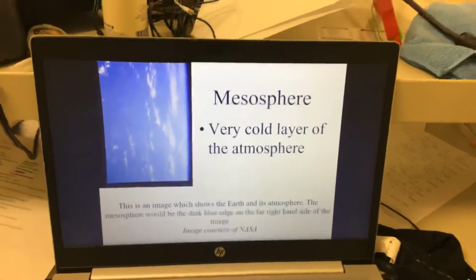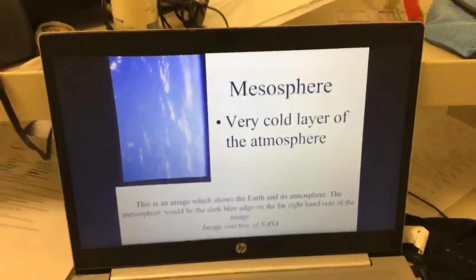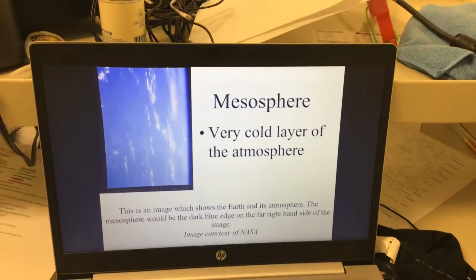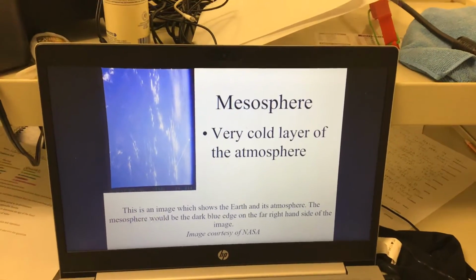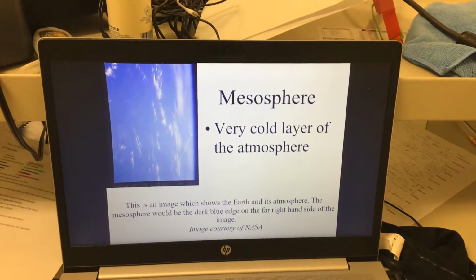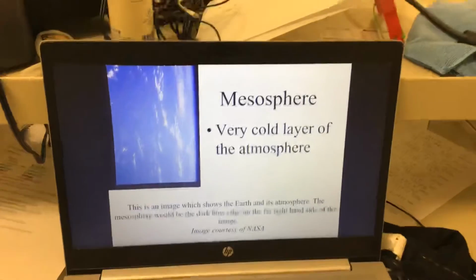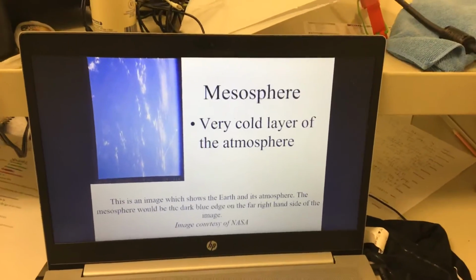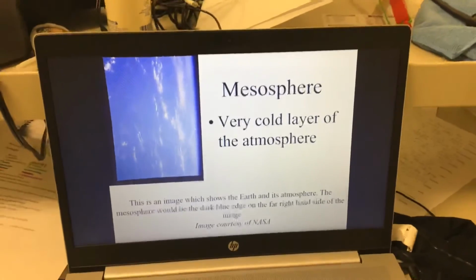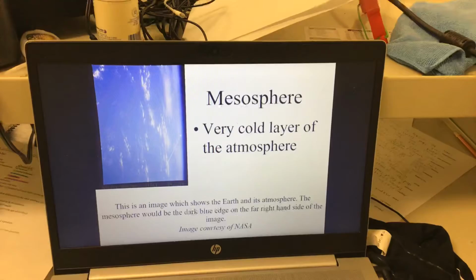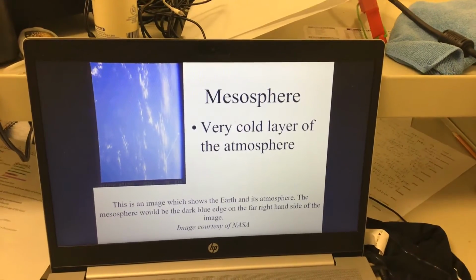Then we have the mesosphere. The mesosphere is the third one, it's the middle one. Not a lot of significant things here. By the way, write that bullet down. Other than it's very cold. And as you go up in the atmosphere, there are less and less air molecules. So you couldn't go up to the mesosphere and just hang out there and breathe, okay? You would suffocate.